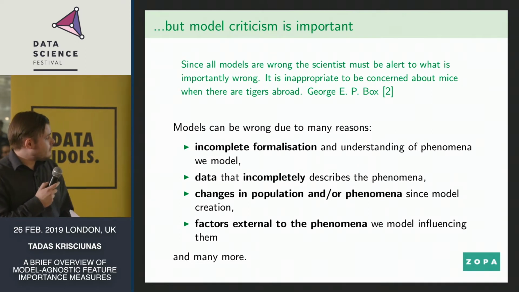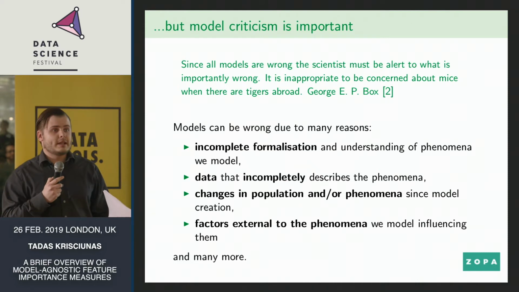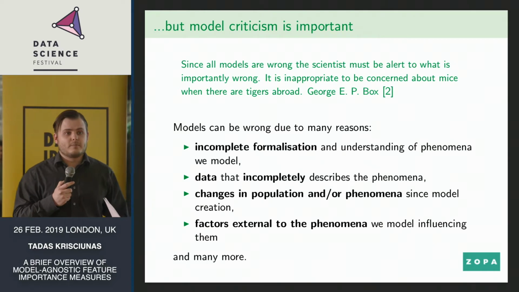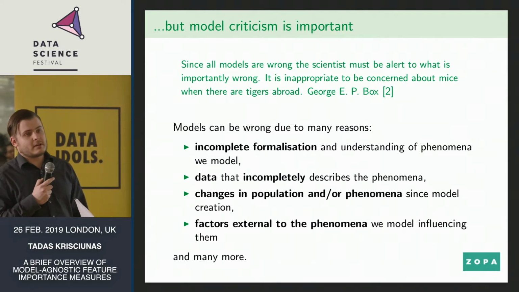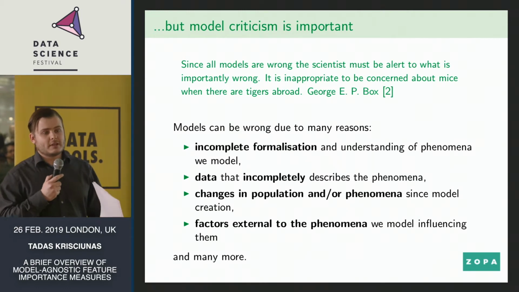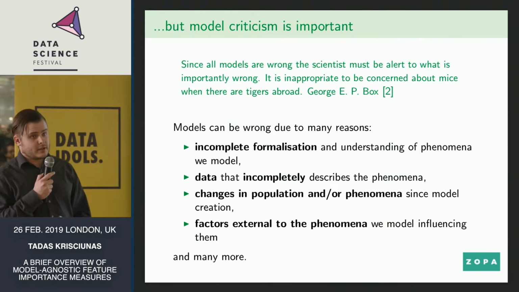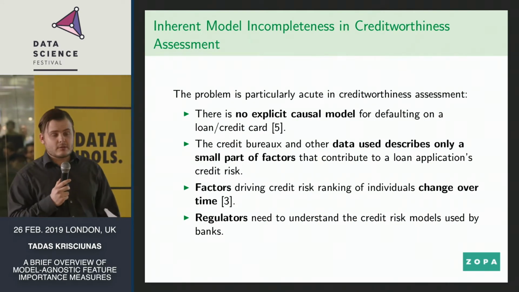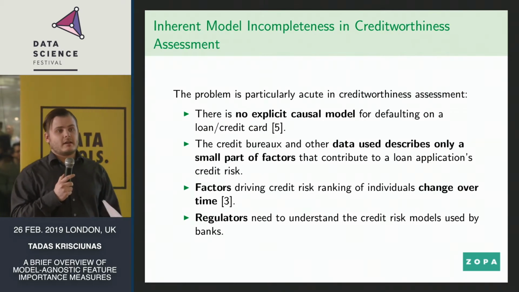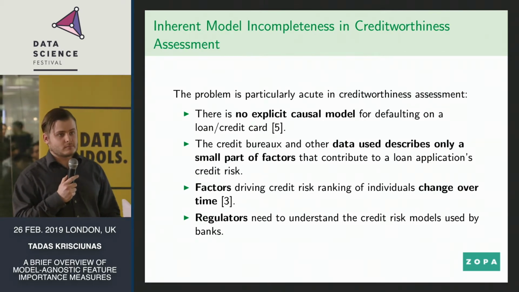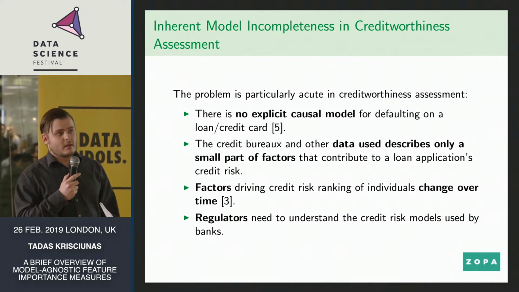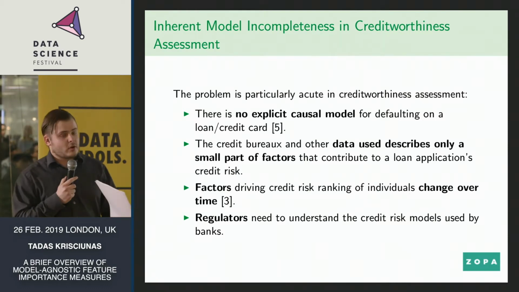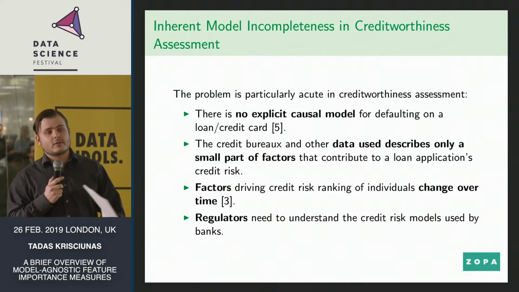And finally, there are certain factors that are completely external to the phenomena that we model that may still influence them. We may not capture these phenomena in our model, even if we have a full understanding and full data. This is particularly acute in credit risk. So in credit risk, we don't have any explicit causal model of why a loan or a credit card defaults, that is, misses payments. We also have only access to data that describes a small part of the phenomena.